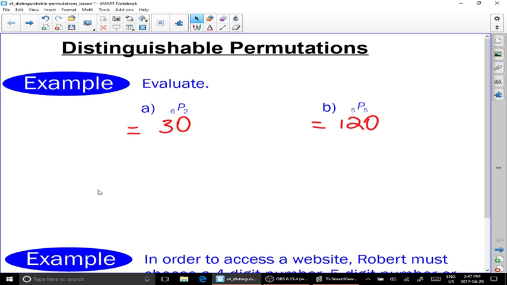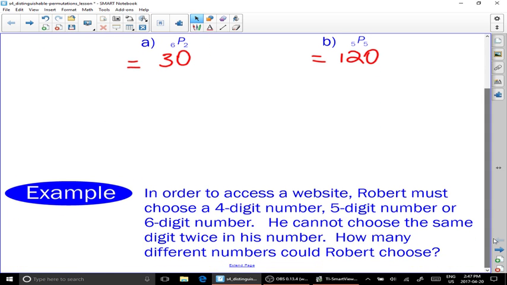Okay? Now let's do a couple examples. First one. In order to access a website, Robert must choose a 4-digit number, a 5-digit number, or a 6-digit number. Just one of those. But he cannot choose the same digit twice in his number. How many different numbers could Robert choose? So we have to figure out the number of 4-digit numbers, the number of 5-digit numbers, and the number of 6-digit numbers.